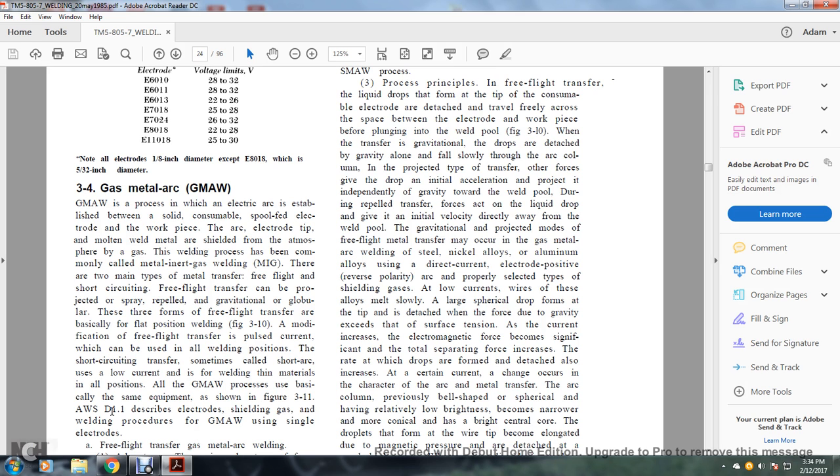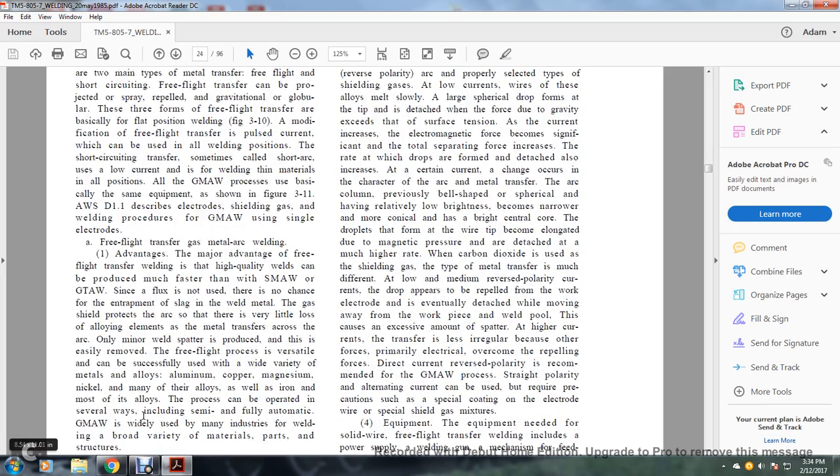Describe the electrode, shield gas, and welding procedure for gas metal arc welding using single electrodes. One advantage is the free flight transfer of the welding. High quality welds can be produced much faster than with shielded metal arc welding or gas tungsten arc welding. Since flux is not used, there is no chance for the entrapment of slag in the welded material.